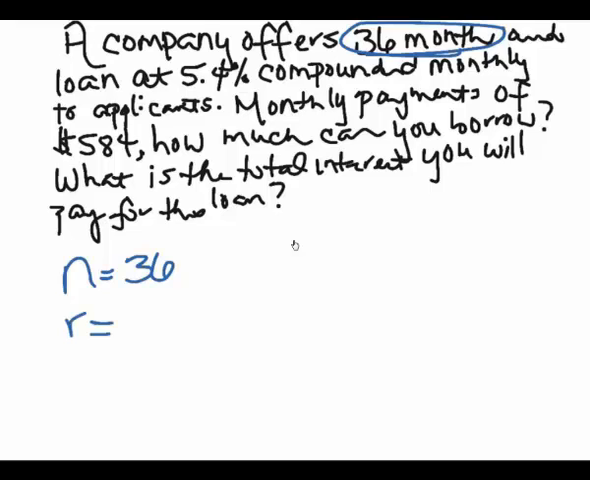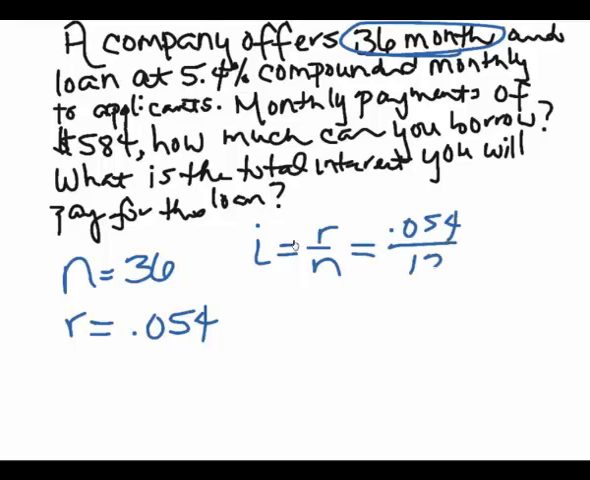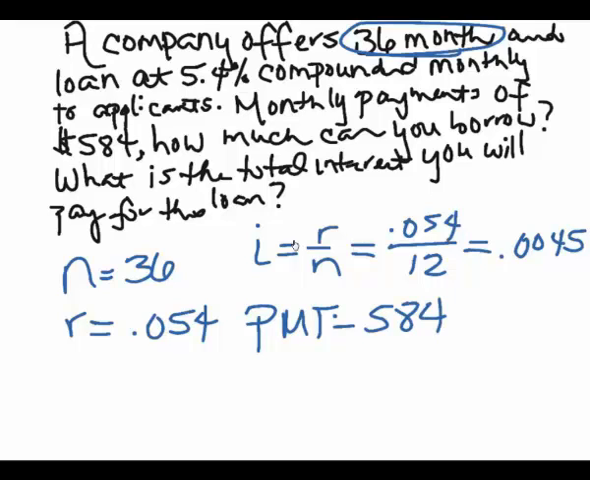Your R is 0.054. I went ahead and moved the decimal over 2 places. You know it's compounded monthly. So can't we find I? Remember, I is R over N. I is the rate per period. So 0.054 divided by 12 equals 0.0045. Okay? You know your payment is going to be $584. So you basically have all of your material for your equation.